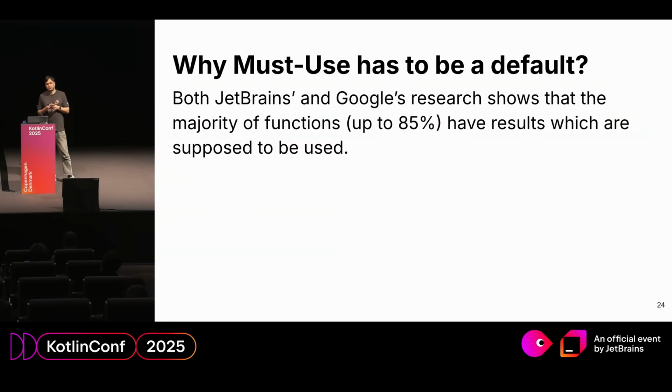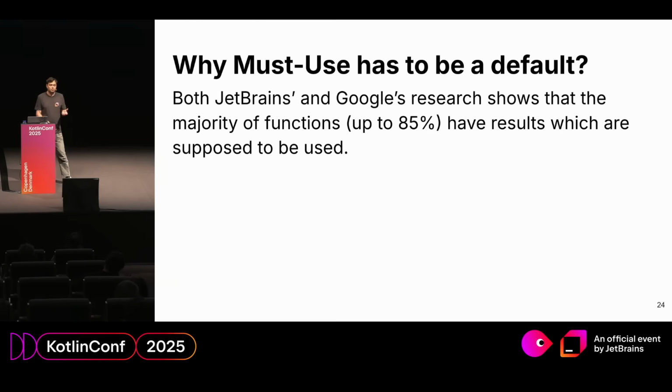We think that must-use has to be the default state for all functions, because both JetBrains and Google search shows that the majority of functions, like 85%, have results that are supposed to be used and that cannot be simply thrown away.